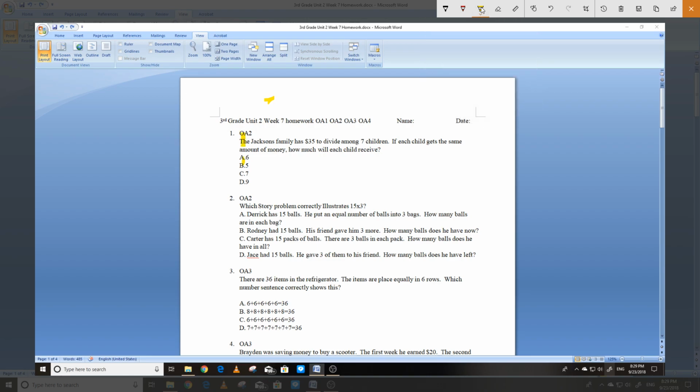So it says, the Jackson's family has $35 to divide among 7 children. If each child gets the same amount of money, how much will each child receive? So the key here is to understand that you are dividing 35 into 7 equal parts. So that's 35, 7 equal parts.